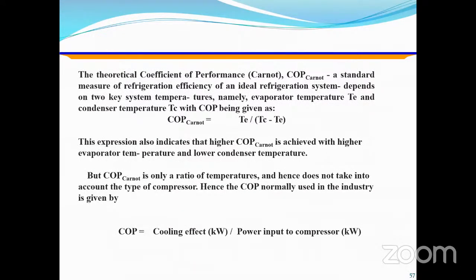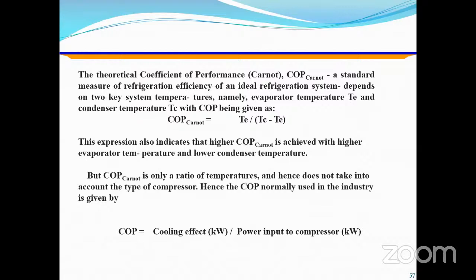The theoretical coefficient of performance, COP Carnot, a standard measure of refrigeration efficiency of an ideal refrigeration system, depends on two key system temperatures, namely evaporator temperature, that is TE, and condenser temperature, TC, with the COP being given as COP Carnot equal to TE divided by TC minus TE. This expression also indicates that higher COP Carnot is achieved with higher evaporator temperature and lower condenser temperature.